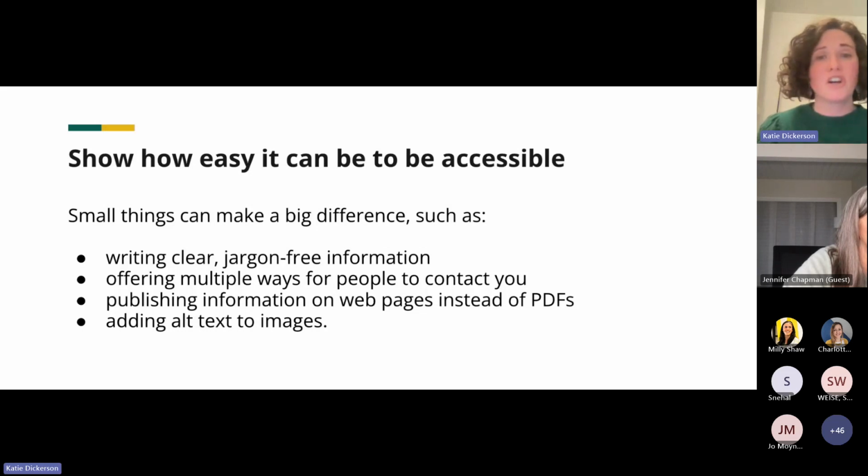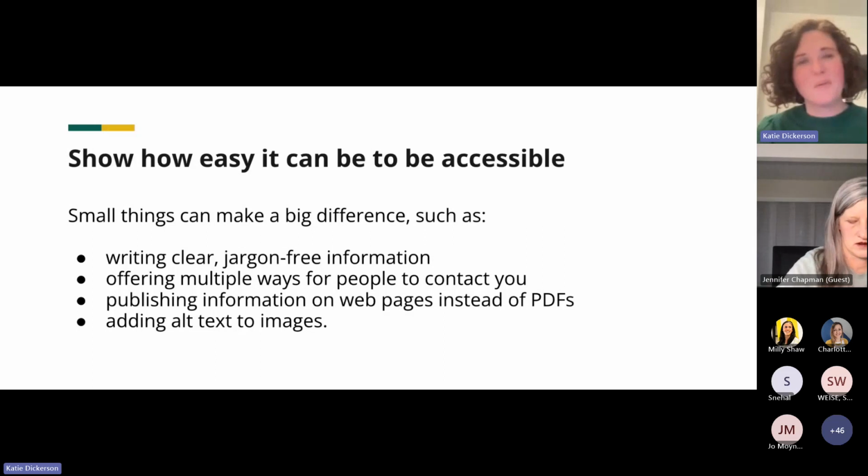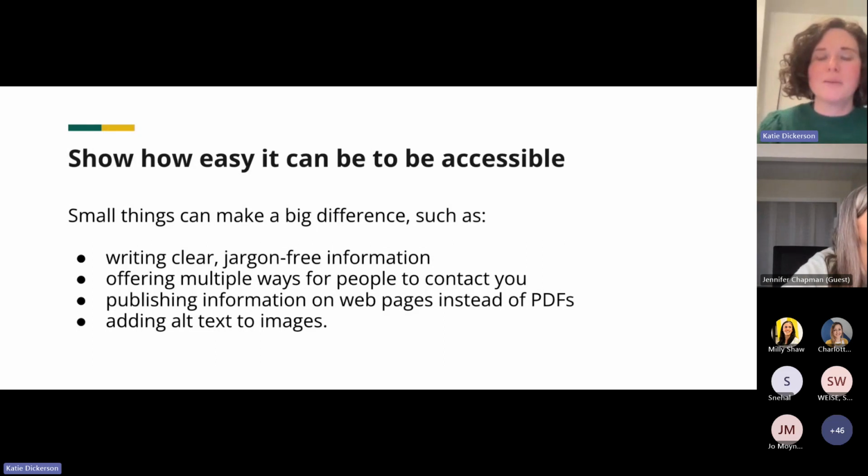For example, writing clear, jargon-free information. I'm sure this is the right group to say this to. You all know this, that that is something that makes things better for everyone and more accessible for everyone. Offering multiple ways for people to contact you. So, you know, having the option of phone and email and maybe a web chat, publishing information on web pages instead of PDFs, which is something I am always talking about because I'm not a fan of PDFs. You can make things so much more accessible by having HTML web pages, and adding alt text to images. And these are all small things that aren't that hard that people can do.